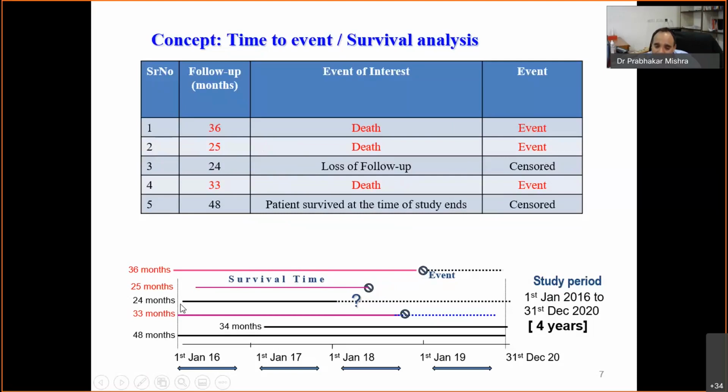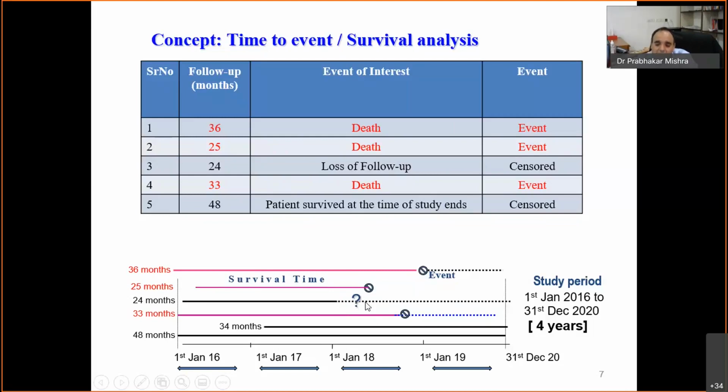Now come to the third patient. The third patient also came in May 2016, and the patient was followed up to this period. We started to follow the patient from this point, but here what happens, see, the patient was lost to follow-up. After this point of time, we could not trace the patient. It might be possible the patient changed the hospital, or shifted to another city, anything might be possible.